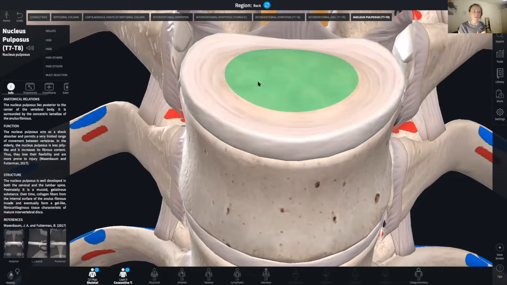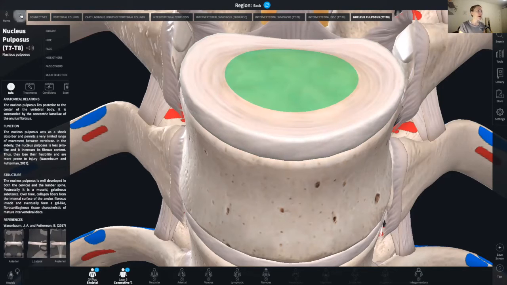In the middle is your nucleus, and a nucleus, if you've studied biology, you'll know is the center of a cell, and the nucleus pulposus is largely made up of water, so it's like 60 to 86% water, and then just some other proteins in there to give it kind of a jelly consistency.